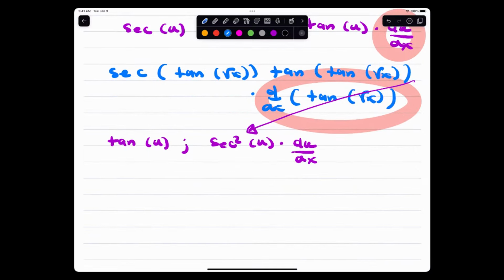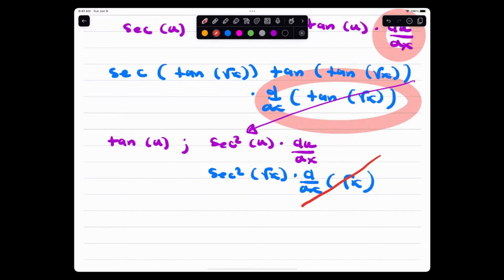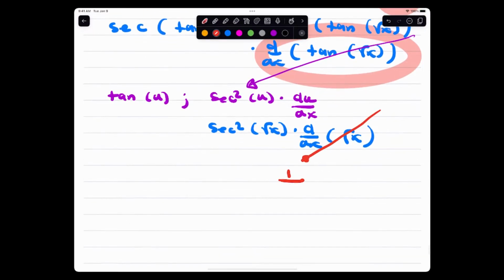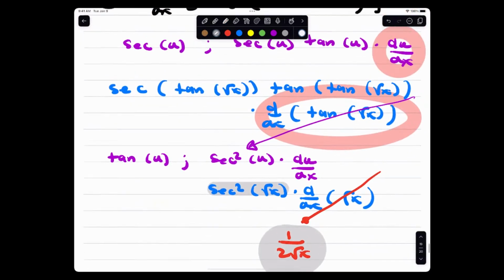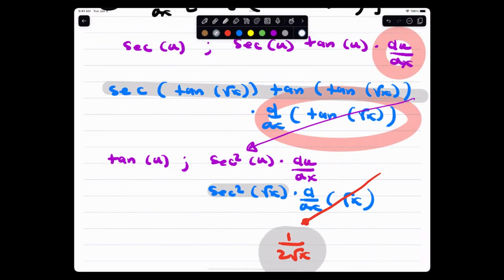So that portion will be secant squared square root of x, oops, not tangent, secant squared square root of x times, by chain rule, the derivative of square root of x. Now, what's that going to be? And there it is. There you guys go.